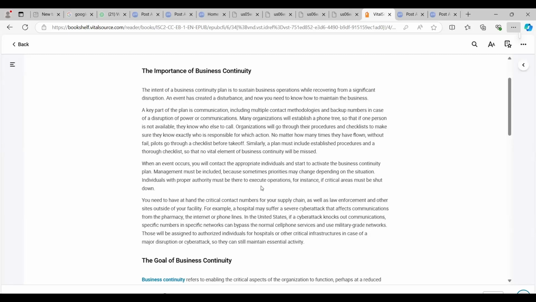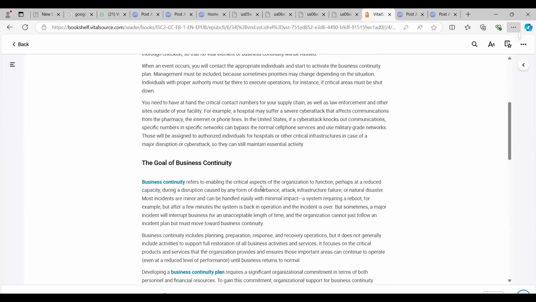So when an event occurs, you will contact the appropriate individuals and start to activate the business continuity plan. Management must be included because sometimes priority may change depending on the situation. Individuals with proper authority must be there to execute operations. For instance, if critical areas must be shut down, then technical people will be the ones to do that. You don't want anybody to go and shut down your server or your database. It can actually cause more problems for you.